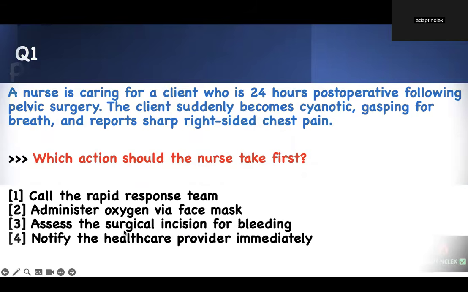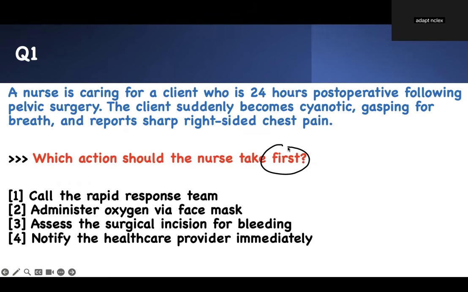First question, as you can see, straightforward but tricky, because that's the purpose of physiological adaptation, to see if you can identify a patient who is in trouble. How do you approach this question? Start from the back. Which action should the nurse take first? An action I need to take first. Circle that idea that you got to do something first.